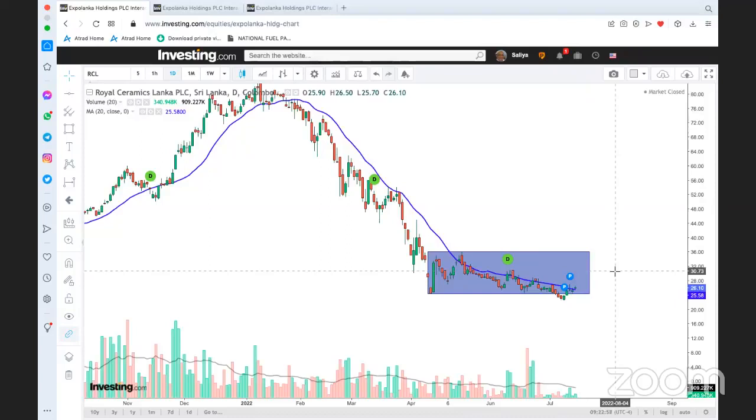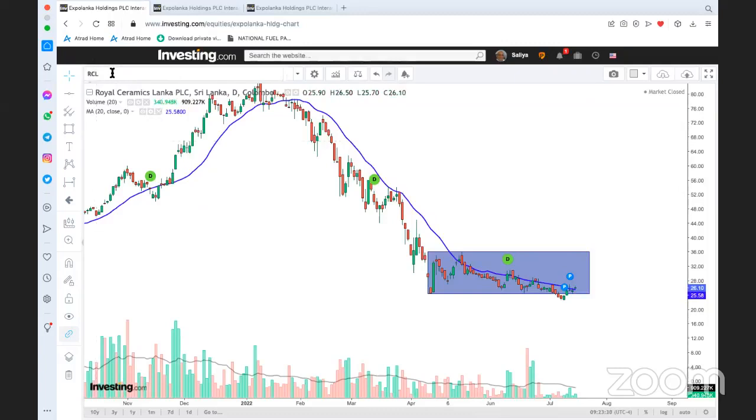Whether it's a bullish indication, we can't really say at this point of time. For us to actually expect a strong bullish movement for the counter, obviously it has to go above the 35.90 or psychological 36 rupees. Until then, it's a painful accumulation that will take place here, right? So that's for Royal Ceramics.